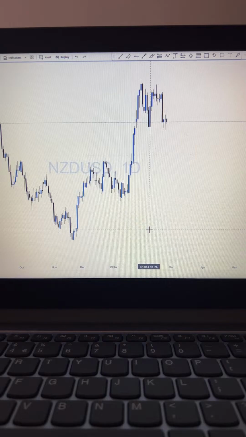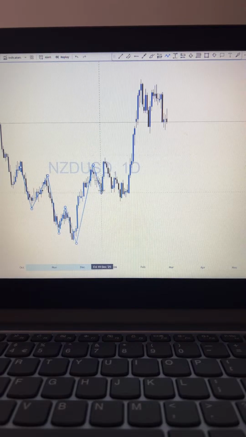Now once you remove your drawing, the next thing you do is what? Identify the structure. Very necessary. Now you can see price was bearish, then from here we got change of character to the upside.